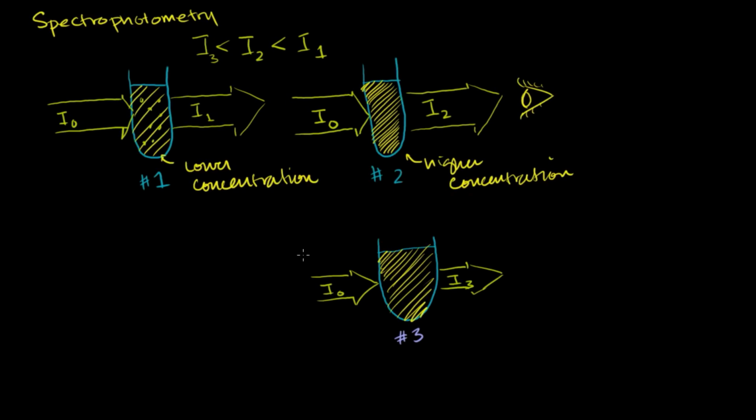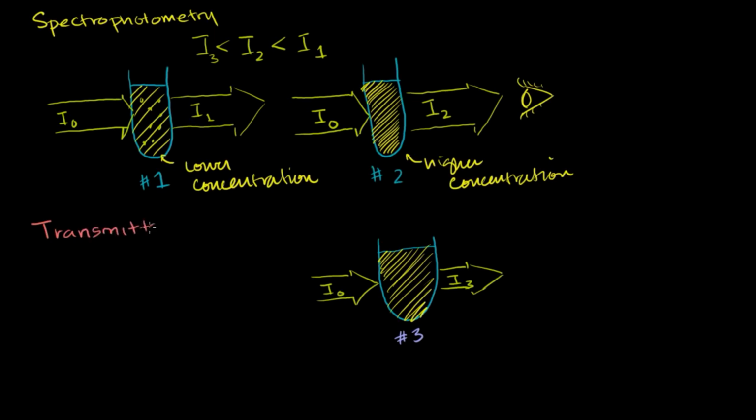So before we do that, and I'll show you an example of that in the next video, let me just define some terms, ways of measuring how concentrated this is, or ways of measuring how much light is transmitted versus how much was put in. So the first thing I will define is transmittance.